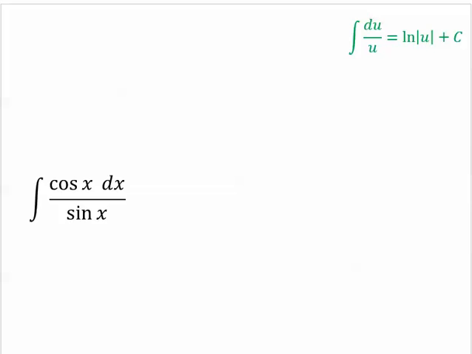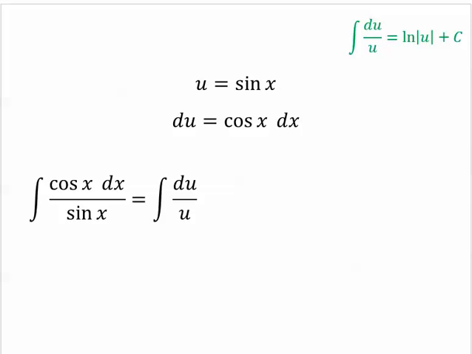Here's another problem where choosing the denominator to be u works very nicely. Have u equal to sine x. Then du equals cosine x dx. And this turns out to be a pretty straightforward problem. Find the antiderivative and substitute back.